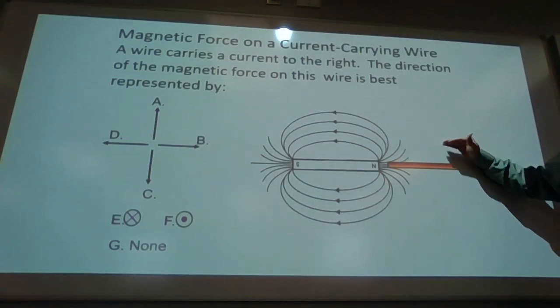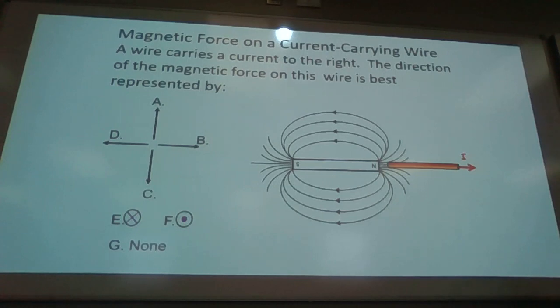Going parallel to the magnetic field. Current's going parallel, no force. Okay.